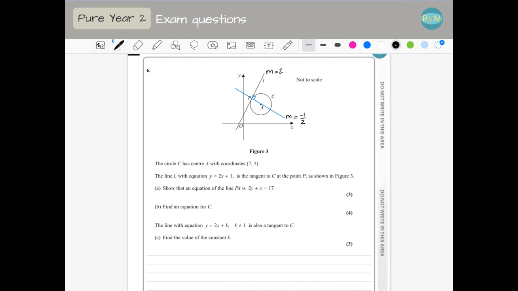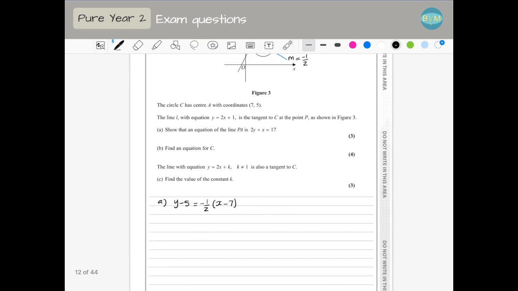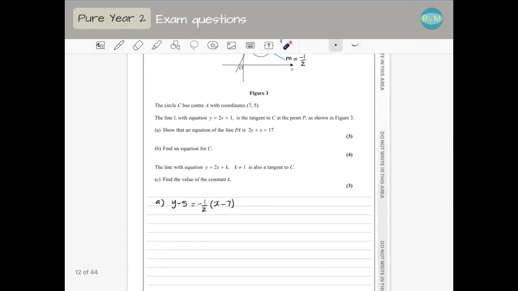So the line of that radius is going to be y minus the y of the point, 5, this is the point, equal to the gradient, minus 1/2, times x minus the x of the point, which is 7, so x minus 7. And we have to just expand the brackets, multiply and reorganize, so it looks like this one.